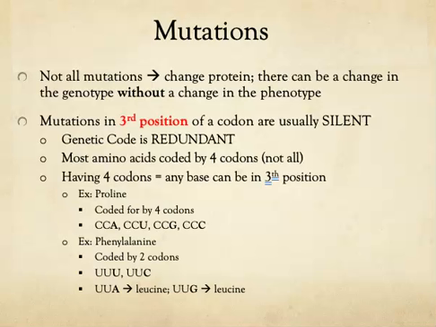Most amino acids are coded for by 4 codons, and the 4 codons differ in their third base. Any base can be in the third position, and you'll get the same amino acid placed at that location. There are some amino acids that are coded for by only 2 codons. So it's a little more likely in that case that you'll have a change in the order of the amino acids if that area of the mRNA and that area of the DNA are mutated.